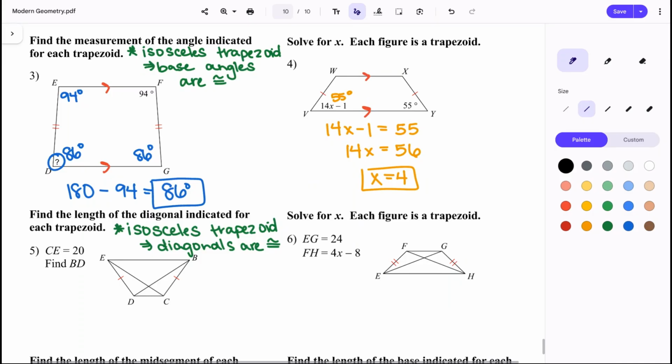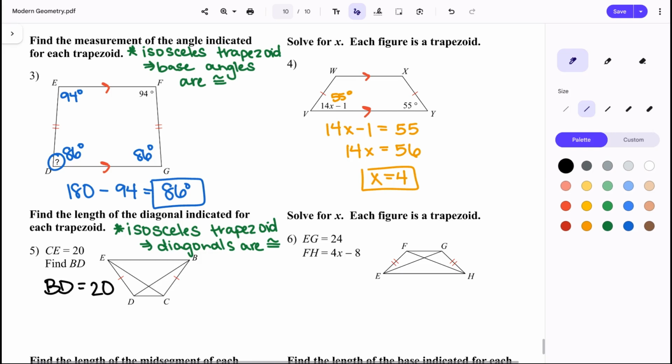Okay? So now if we look down here, we just talked about how diagonals are congruent to each other. So for number 5, if C to E, which is one of the diagonals, that whole thing is 20, how much should be DB? Should just be 20, right? Because we know that those diagonals should be congruent.